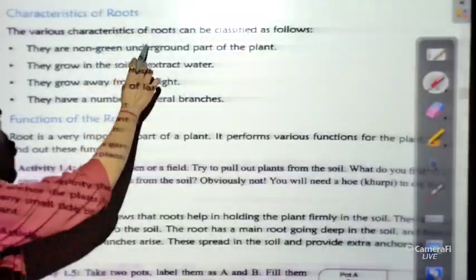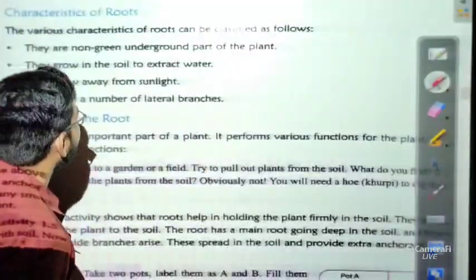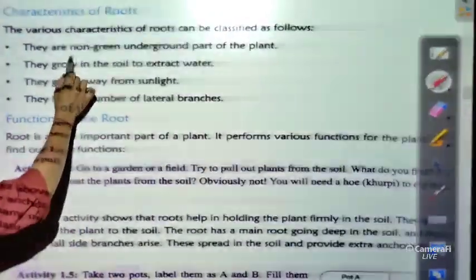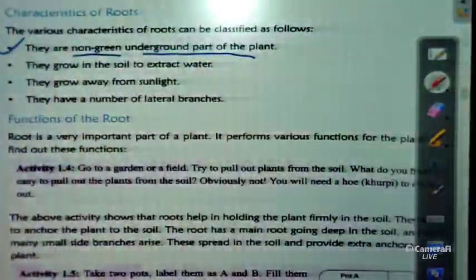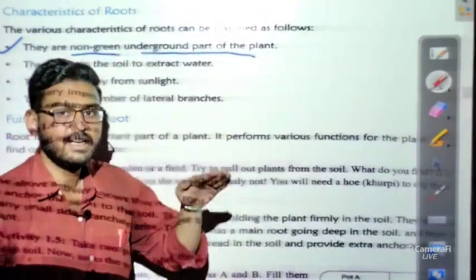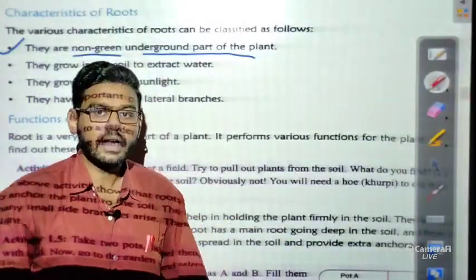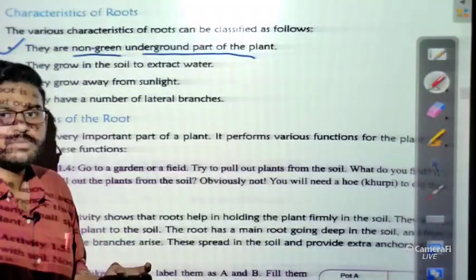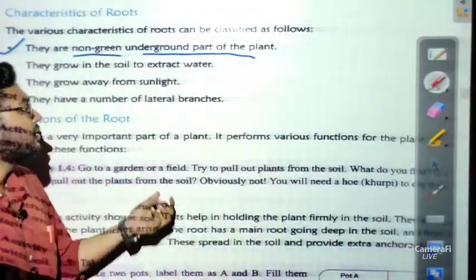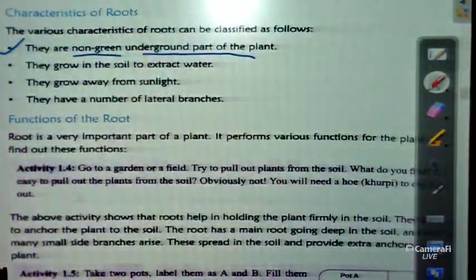So the various characteristics of roots can be classified as follows. First of all, they are the non-green underground part of the plant. Very important. We have already discussed that the root part is the underground part, below the ground. So they are non-green. Non-green means basically they are brownish in color.